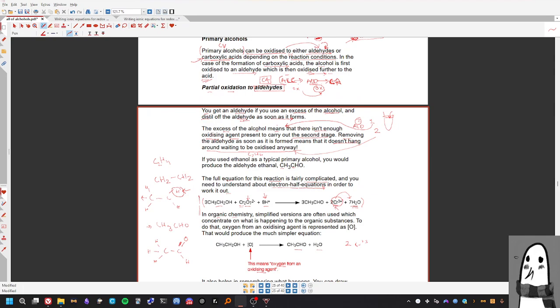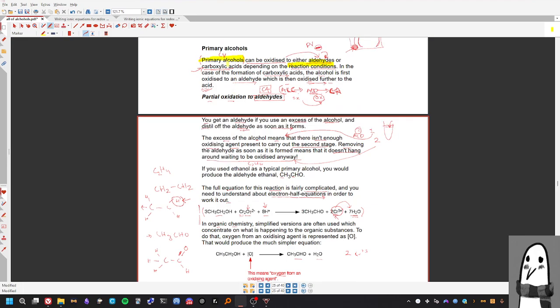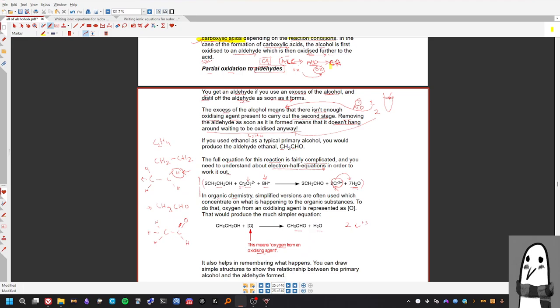Now, just reading through this again. Primary, hold on. So primary alcohols can be oxidized to either aldehydes or carboxylic acids depending on the reaction conditions. So yes, that means that the control variable will be primary. Aldehyde or carboxylic acid is going to be your dependent variable, and reaction condition is going to be the independent variable. In the case of carboxylic acid forming, the alcohol is first oxidized to an aldehyde, which is then further oxidized to acid. Now if you partially oxidize your primary alcohol, then you'll get aldehydes, correct?